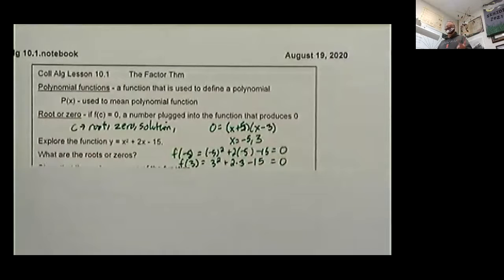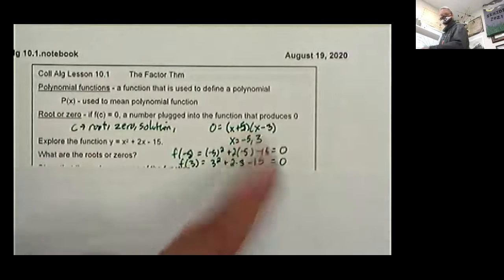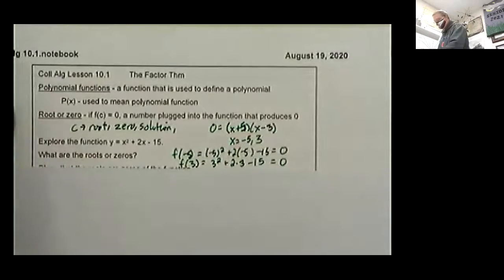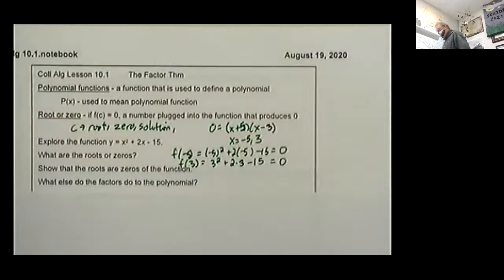So by checking numbers, we can see which zeros we're going to get. Those zeros, remember, are solutions. So this is going to be kind of a backdoor approach to get solutions. Show that the roots are zeros of the function. And we just did that.